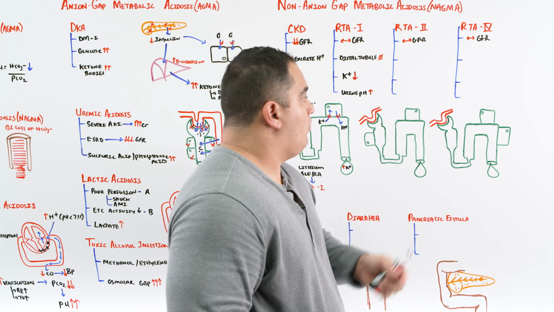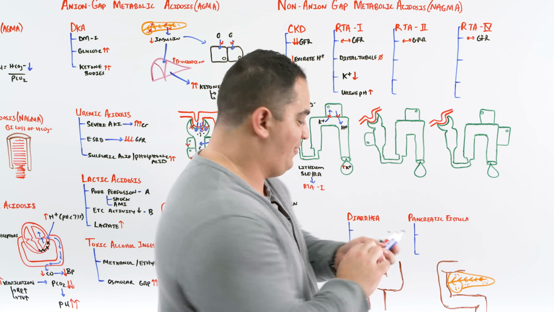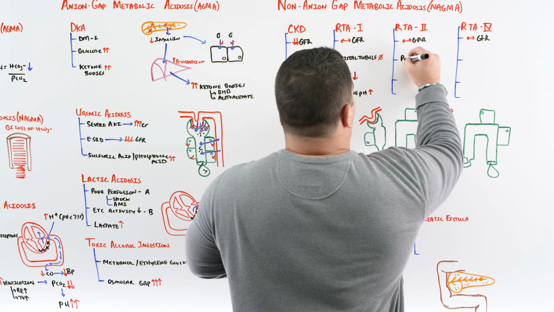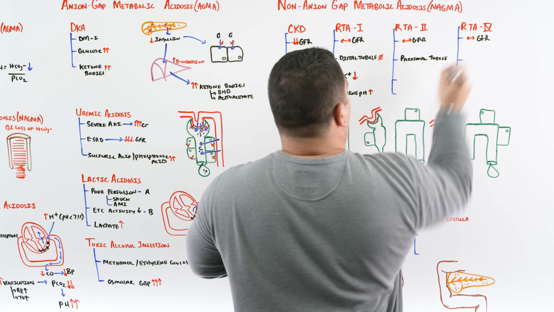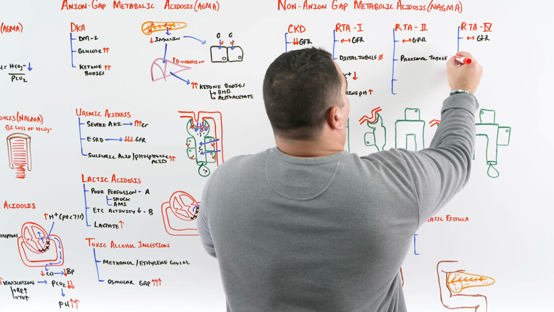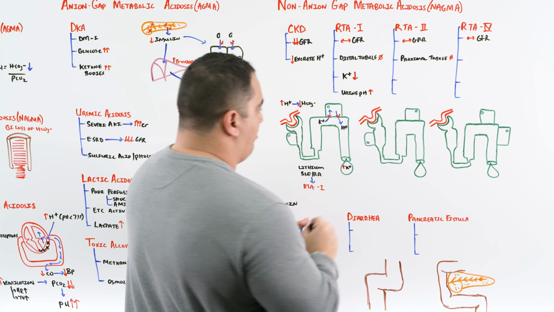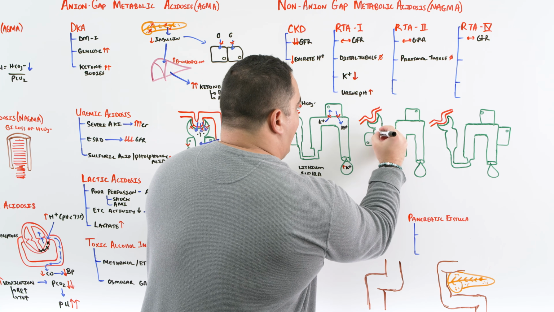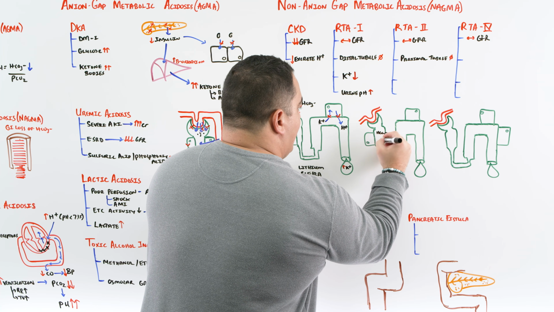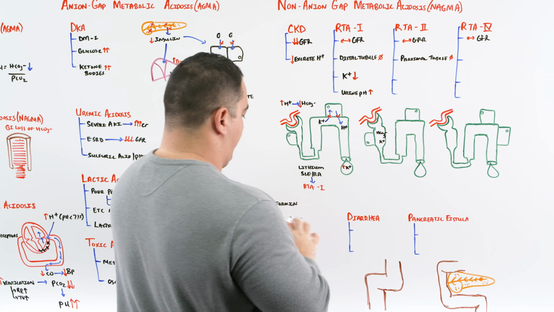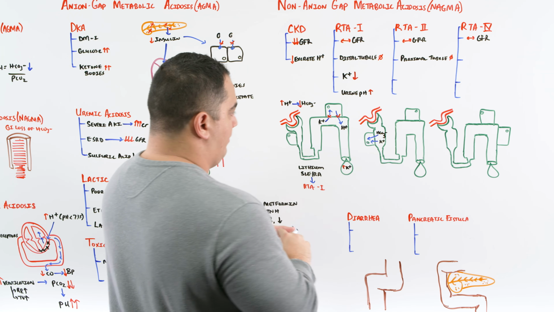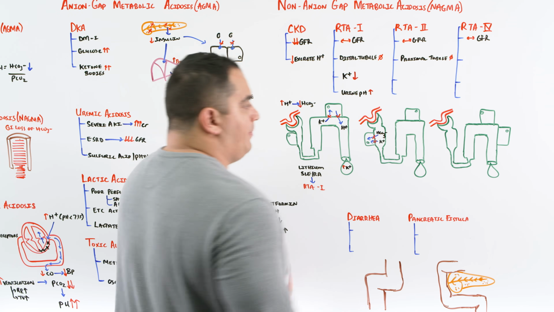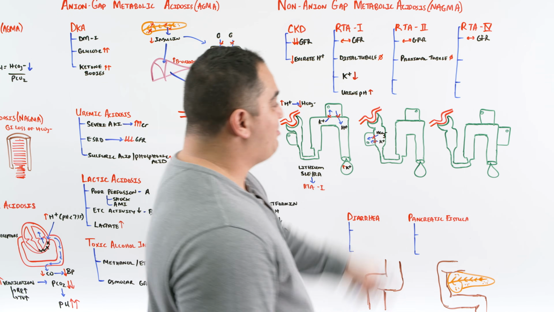Okay, what about the next concept, RTA2? Got to have a normal GFR. Where's the problem? Proximal tubule. So now there's proximal tubular dysfunction. If the proximal tubule is jacked up, what is the problem here? All right, well, it's supposed to take bicarb, and it's supposed to take potassium, and it's supposed to reabsorb these in the proximal tubule. But it's all jacked up. Can't do it. All right, so then you lose bicarb.